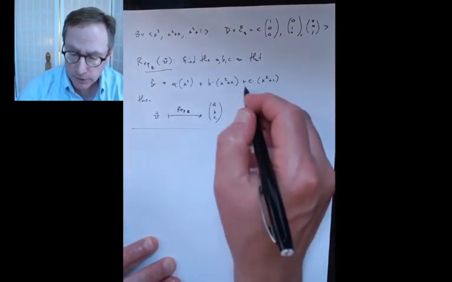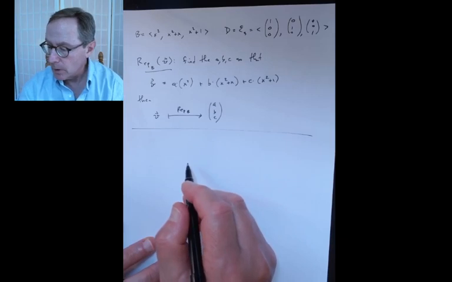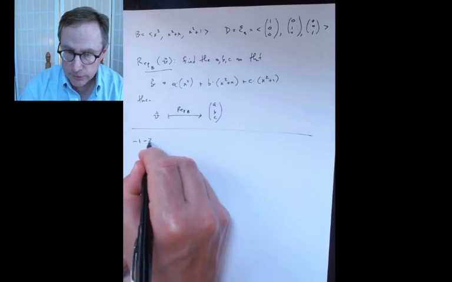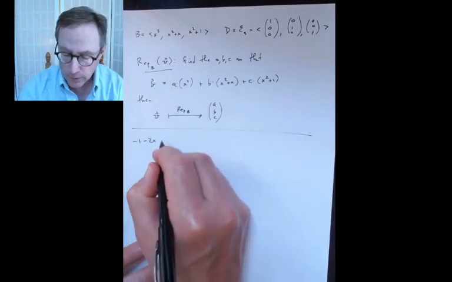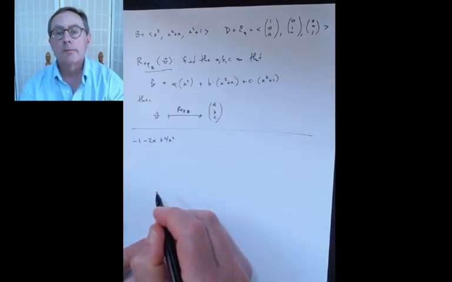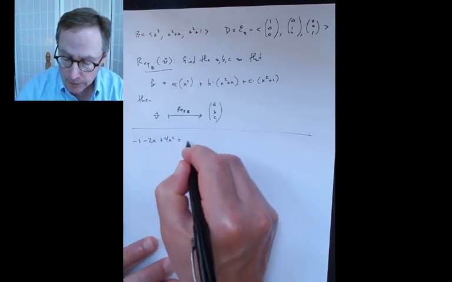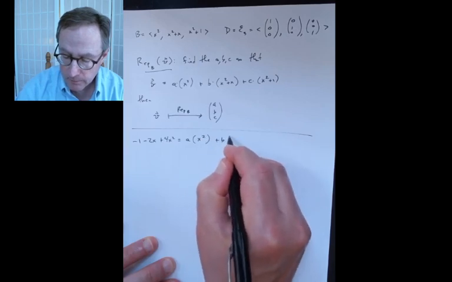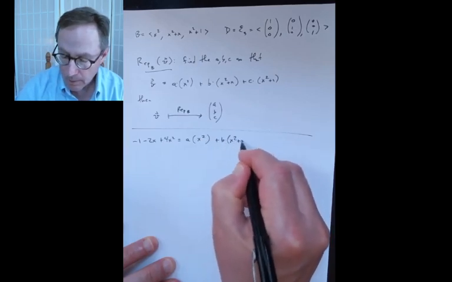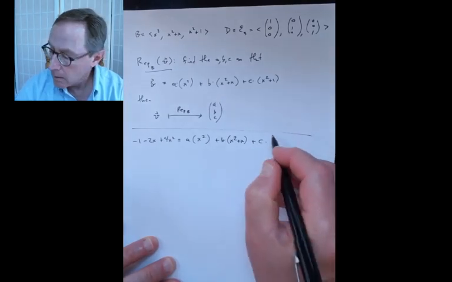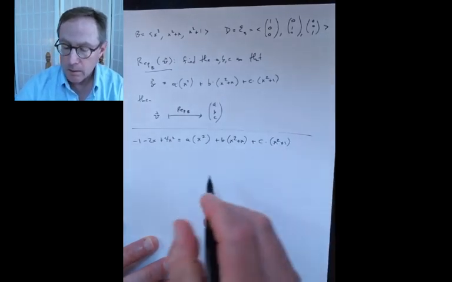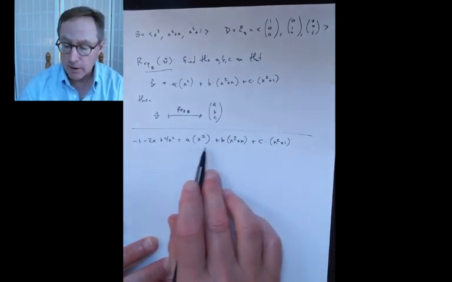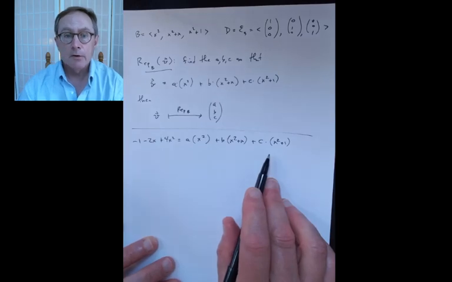All right, so the instructions up here tell a person exactly what to do. I happen to be given, I wrote it down because I knew I'd forget, -1, -2x, and plus 4x squared. So all I've got to do is figure out what a, b, and c are in this expression: a times x squared, b times x squared plus x, c times x squared plus 1. I figure out what a, b, and c are in that expression, and that'll give me the 3-tall vector.